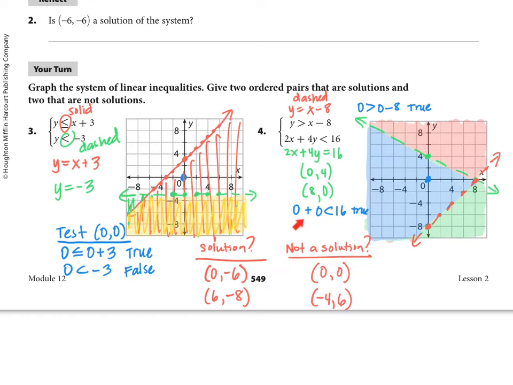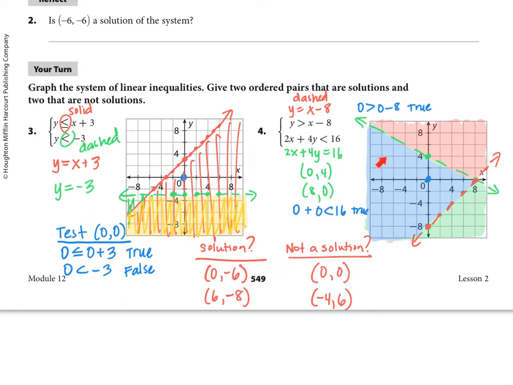And then I tested, is 0, 0 true? 0 plus 0 is less than 16 is a true statement. So this green line I shaded below in green, and that's this blue area and this green area right here. And so both the red and the green shading that overlapped created this overlap right here, and that's our solution.